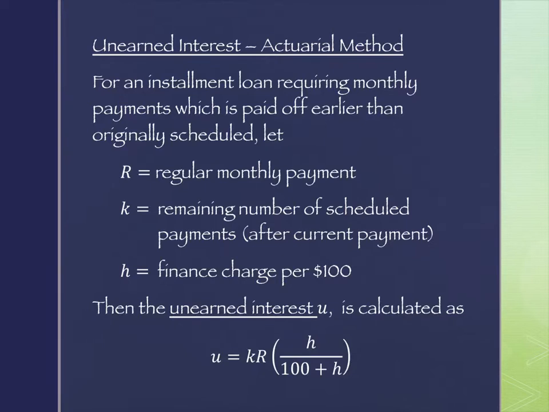H is the same H we calculated back on step 3, the finance charge per $100. Now, it's not necessarily calculated in the same way, and I'll talk to you about that, but it's the same quantity that's being measured. Unearned interest then is calculated as K times R times H divided by 100 plus H.